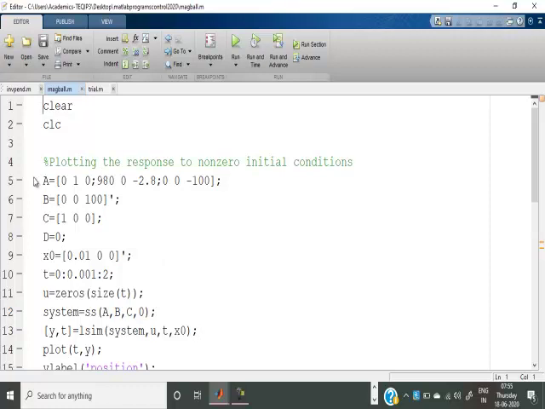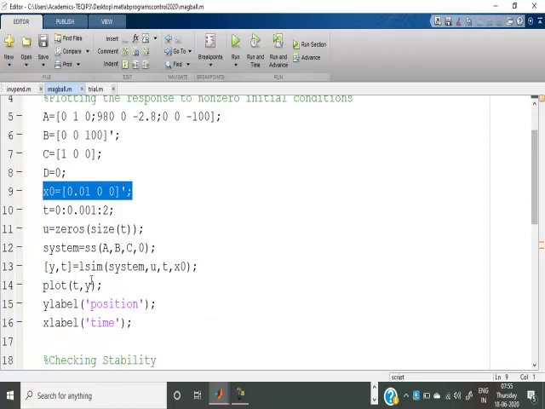In this I have initialized the A matrix, in this I have initialized the B matrix, and in this I have initialized the C matrix. The C matrix is this because the output is the position and the first state variable is the position. The C matrix is 1 0 0. This is the initial condition that is given. The displacement is 0.01, and I'm using this lsim command to simulate the linear system.